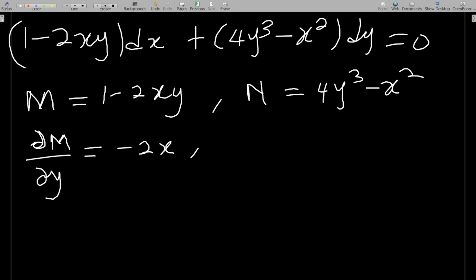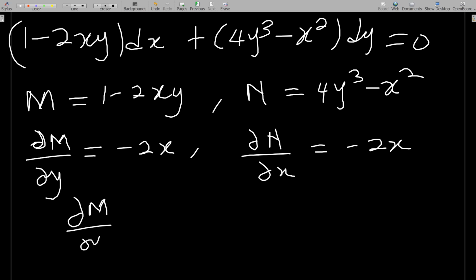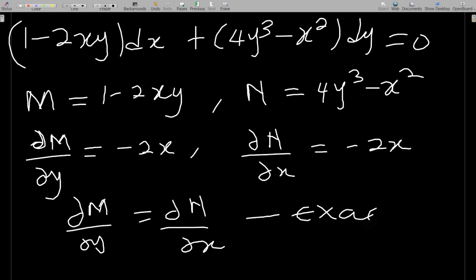Okay, so we said the other one was del N del x. So always put it in mind that you do it for M with respect to y and then N with respect to x. And this is equal to minus 2x. So realize that they are the same. The del M del y is the same as del N del x, hence we have exactness. So this differential equation is exact. I hope you understood this. So the first one is exact.